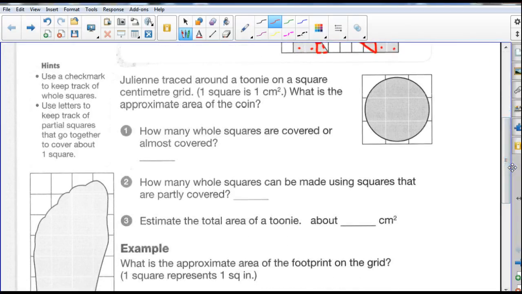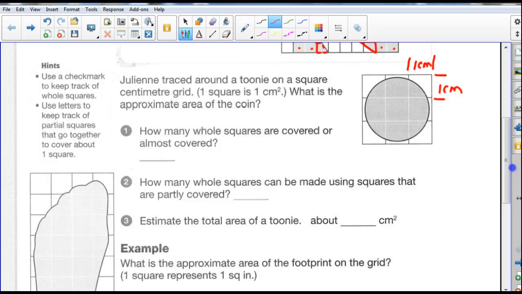Okay, so Julian traced around a toonie on a square centimeter grid. 1 square is equal to 1 centimeter squared. Okay, so from here to here is 1 centimeter. And from here to here is 1 centimeter. That's what it means by having 1 centimeter squared. What is the approximate area of the coin?